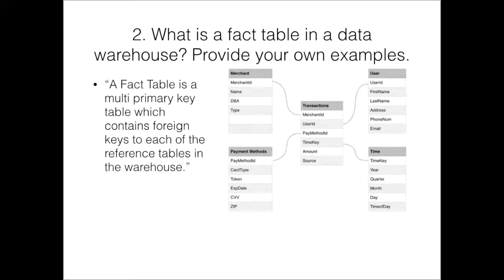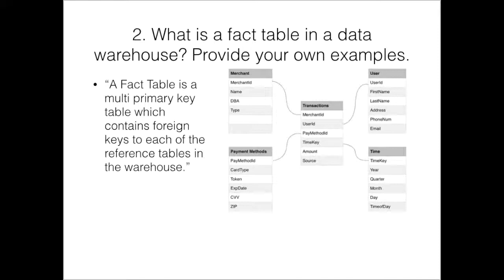The second question here is, what is the fact table in a data warehouse? And provide your own examples. A fact table is a multi-primary key table which contains foreign keys to each of the reference tables in the warehouse. I think of the fact table as the main table, or maybe the center of it all, and then it has little legs that reach out to the other reference or dimension tables that give you more detail about the different things that it specifies.